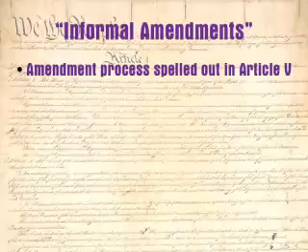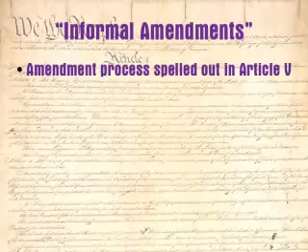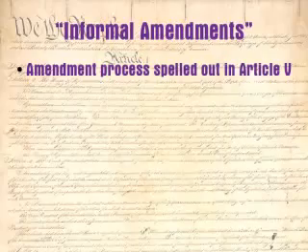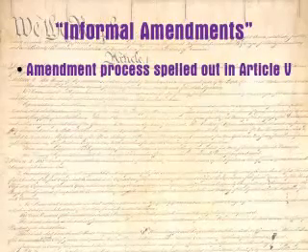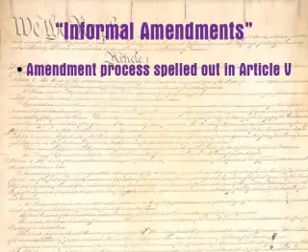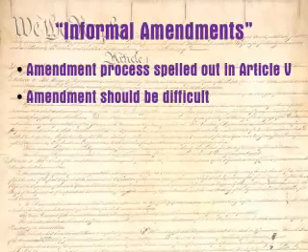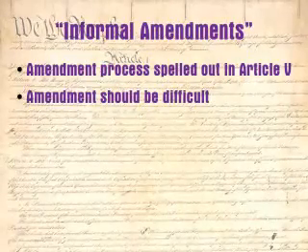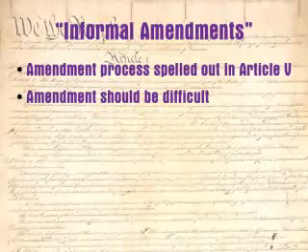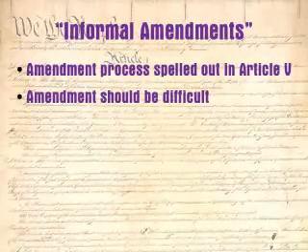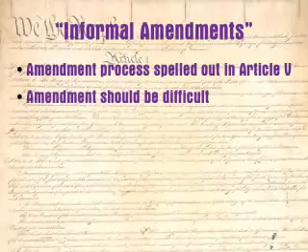Informal amendments are invalid for a number of reasons. The biggest is that the Constitution clearly spells out in Article 5 how it is to be amended, and it allows for no such process of informal amendment. Also, the amendment process was made by design to be quite difficult. They did want the meaning of the Constitution to change when necessary, but only when necessary. They absolutely did not want illegitimate clauses to be put into the Constitution.